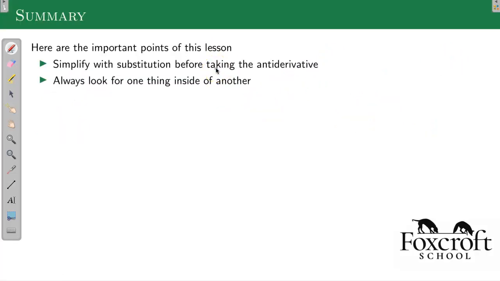That's a quick summary. Simplify with substitution before taking the antiderivative, so you're picking that u to be the thing inside some parentheses, taking its derivative and plugging it all in. And always look for the thing inside of something else. That's going to be your hint for what u is.